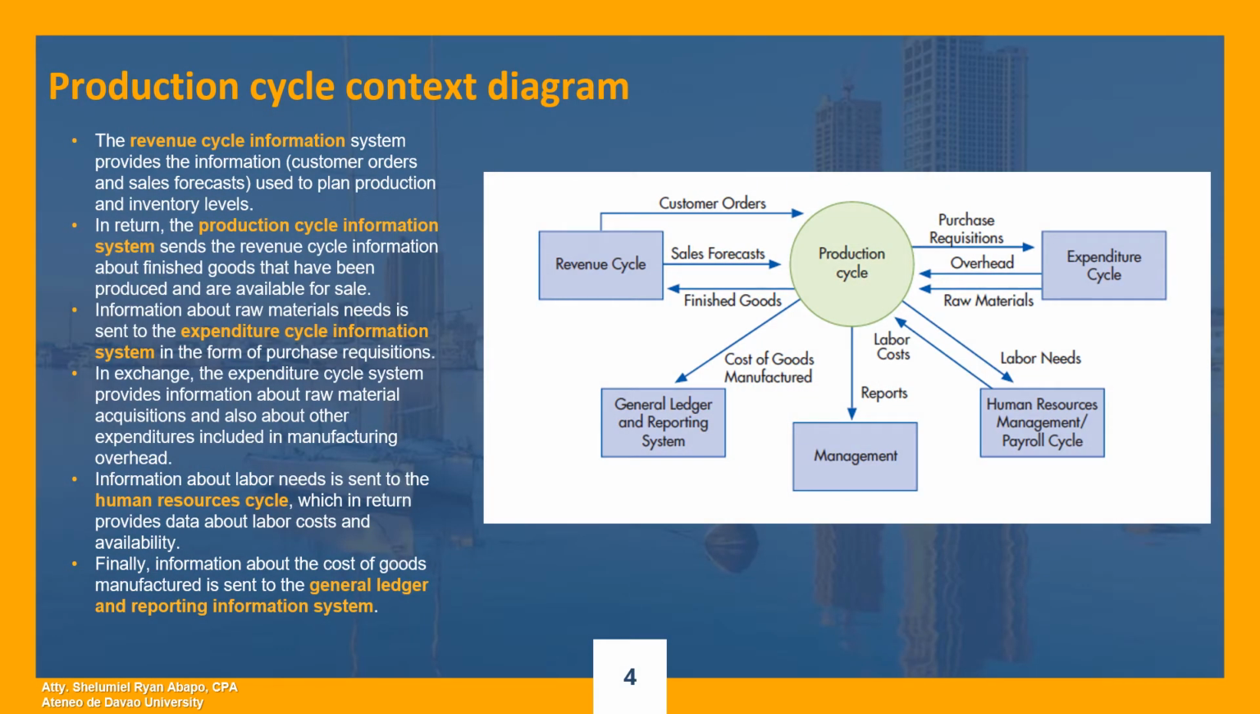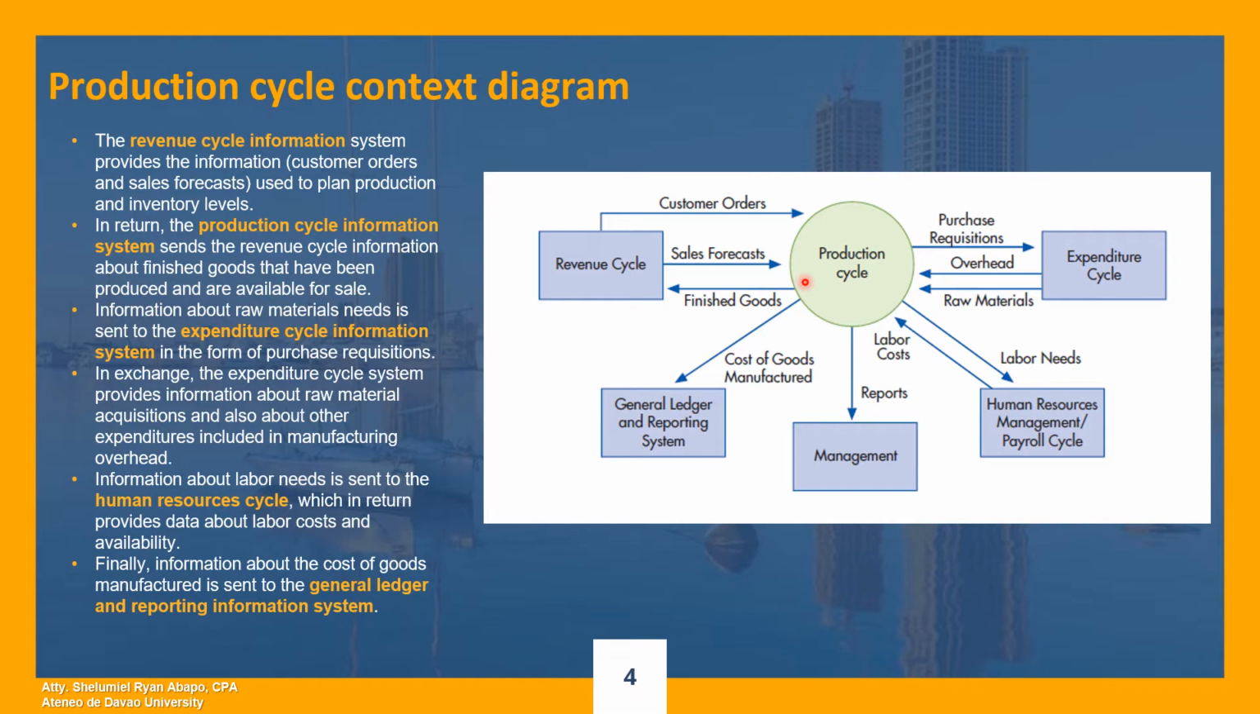In our next slide, if you see the slide deck on the right side of the screen, you'll see there the production cycle being linked to other transaction processing systems or subsystems of an accounting information system. Right? You'll see there, class, the revenue cycle, this part here. The revenue cycle provides the production cycle information in the form of customer orders and sales forecast. A customer order, class, could mean that there are specifications or customizations that are required that the production cycle has to follow in order to make good of that particular order of a customer.